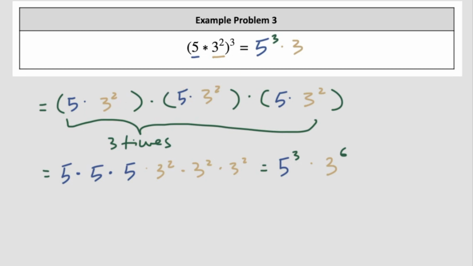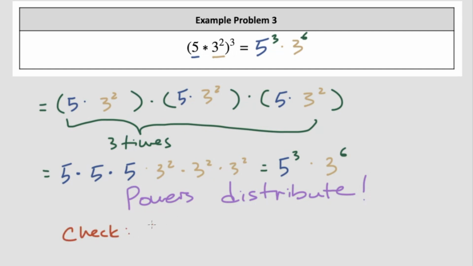So what does this example tell us? This example tells us one really important thing. It's that powers distribute. Distribute means that you are taking what's on the outside of the parentheses, and you're distributing it, you are giving it to each and everything inside the parentheses.